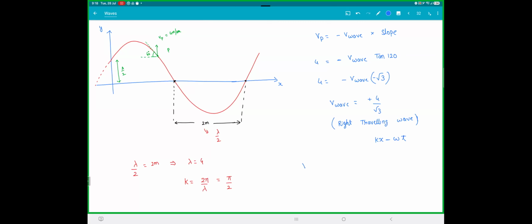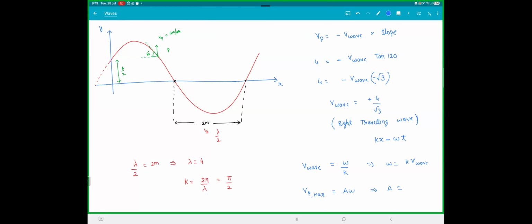And then what is V wave? We also know V wave is nothing but omega by k. I already know k. I'll get omega from here. Omega will be k into V wave. And it is also given the particle's maximum speed. So Vp max is nothing but A omega. I know Vp max and I know omega. I'll get amplitude from here. I got everything except phase angle.